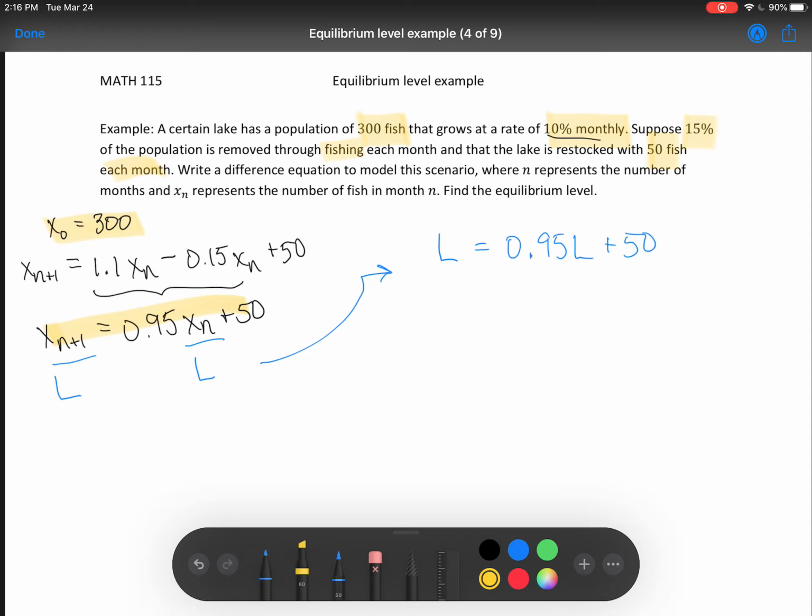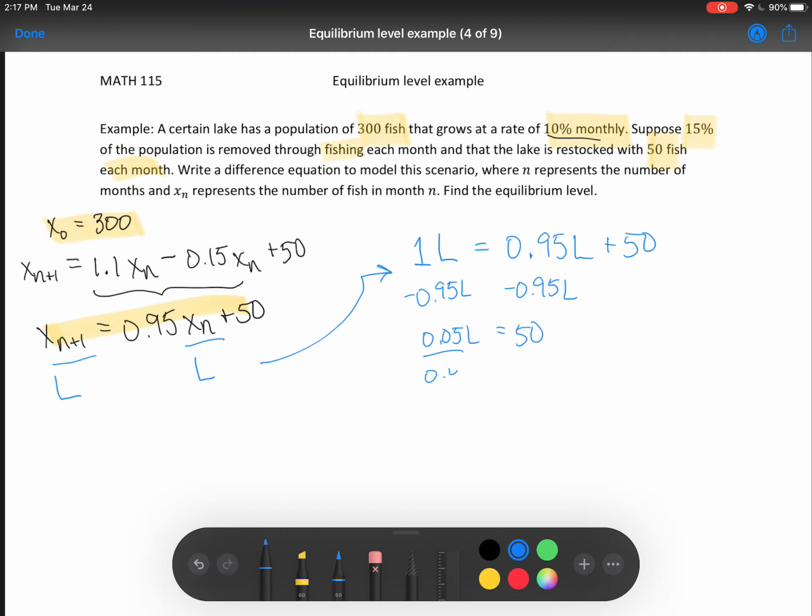All right, and now this is a linear equation with the unknown variable L. So we need to solve for that. So we're going to move the 0.95 L over to the left-hand side by subtracting it. And I think it's helpful to put a 1L on the left-hand side so that it's easier to see what we're subtracting. So we have 1L minus 0.95L gives you 0.05 L. And that's equal to 50.